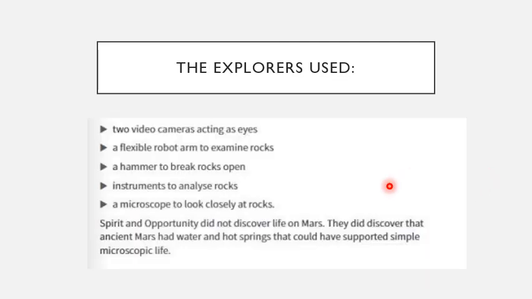What did the explorers use there? They had two video cameras acting as eyes, a flexible robot arm to examine the rocks, a hammer to break the rocks open, instruments to analyze the rocks, and a microscope to look closely at the rocks. Spirit and Opportunity did not discover life on Mars. They did discover that ancient Mars had water and hot springs that could have supported simple microscopic life. Mars is basically red orangish in color. That is why it is also known as the red planet.